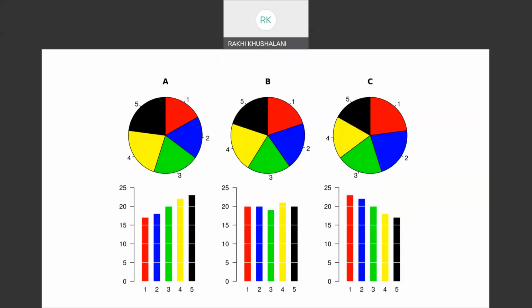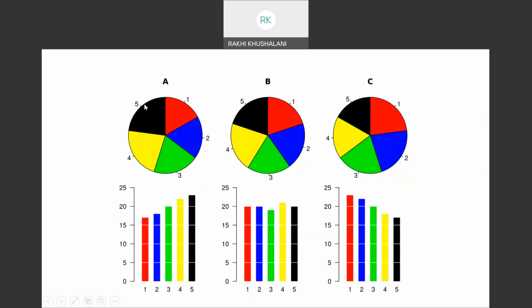Now the same data can be represented in the form of pictograph. The same data can be represented in the form of bar graph, in the form of table. So it is not that there is only one way, the choice is yours. Now see the equivalence of A, B, C circle graph. They are showing the bar graph.